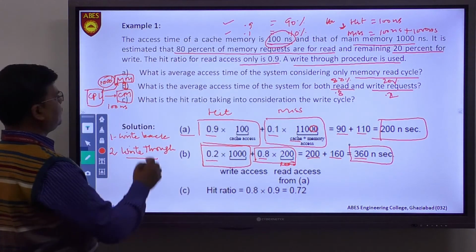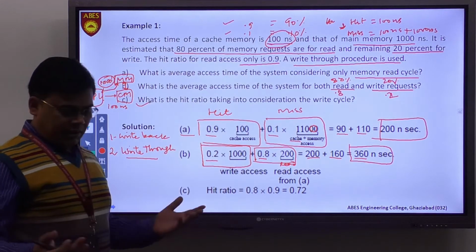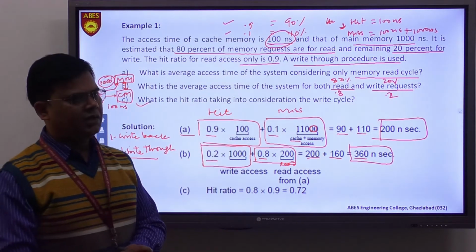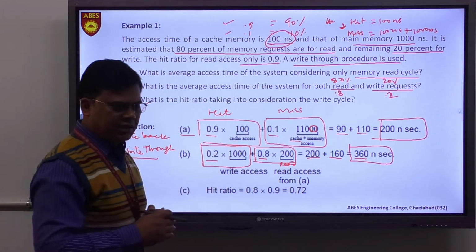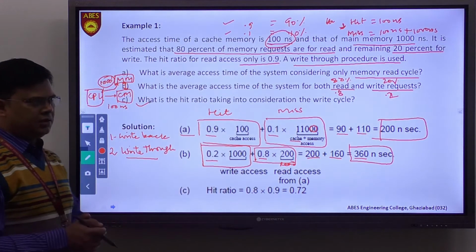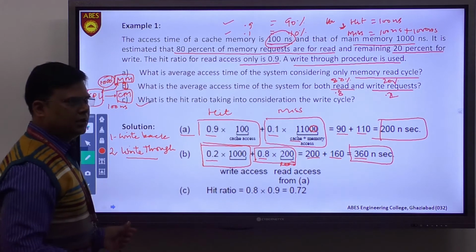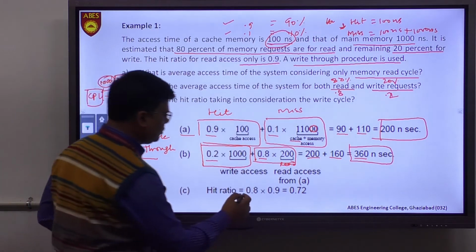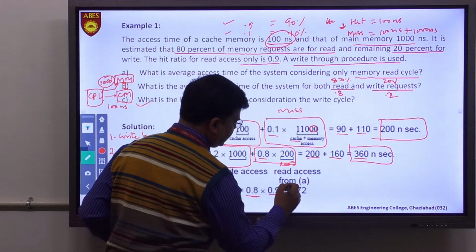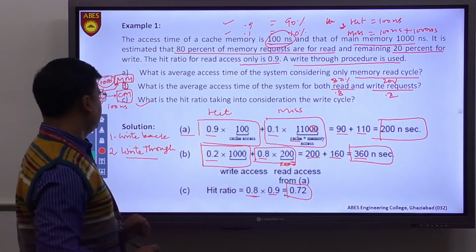The third question is, what is the hit ratio taking into consideration the write cycle also? The hit ratio when we are taking the read only is 90% of course, and when we are considering the write requests also, then out of 100, only 80% are reads, and since the hit ratio is for read purpose only, the hit ratio for this is considered. For those 80%, the 0.9 hit ratio is multiplied, so the hit ratio will be now 0.72. So this is the answer of this problem.